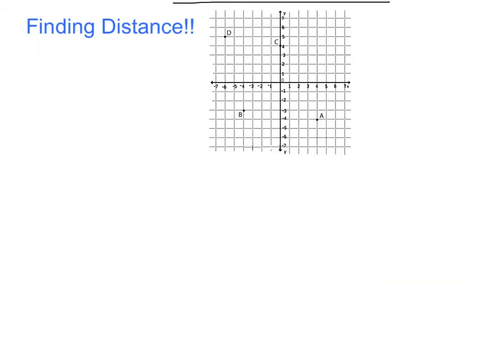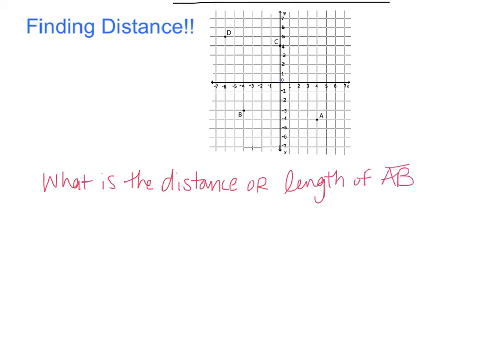So the question now is, how do you find the distance between 2 points on a coordinate plane? So for this plane, what we're going to do is ask ourselves, how far is point B from point A? So let's go ahead and write that question. What is the distance or length of segment AB? So that's my question. If I were to connect B to A, what is the distance or length of AB? Pretend that's a straight line.